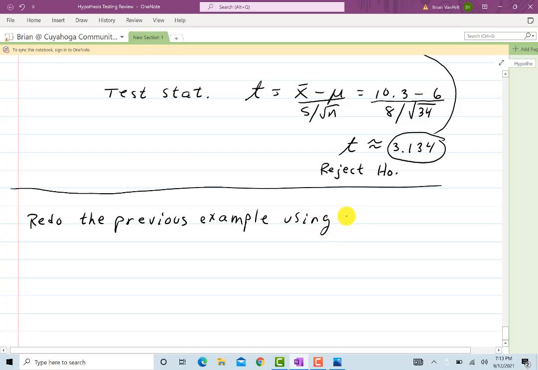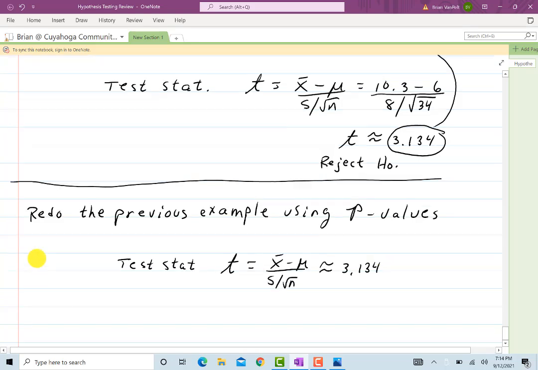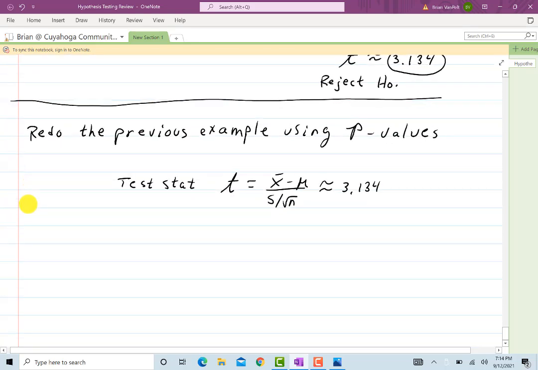Using p-values, and I'll just do the computational portion of it. When you do p-values, you calculate the test statistic, which we did just at the top there. I'll remind you, x bar minus mu divided by S divided by the square root of N. And that came out to be 3.134. So what you do is you try to look at the p-value based on that.